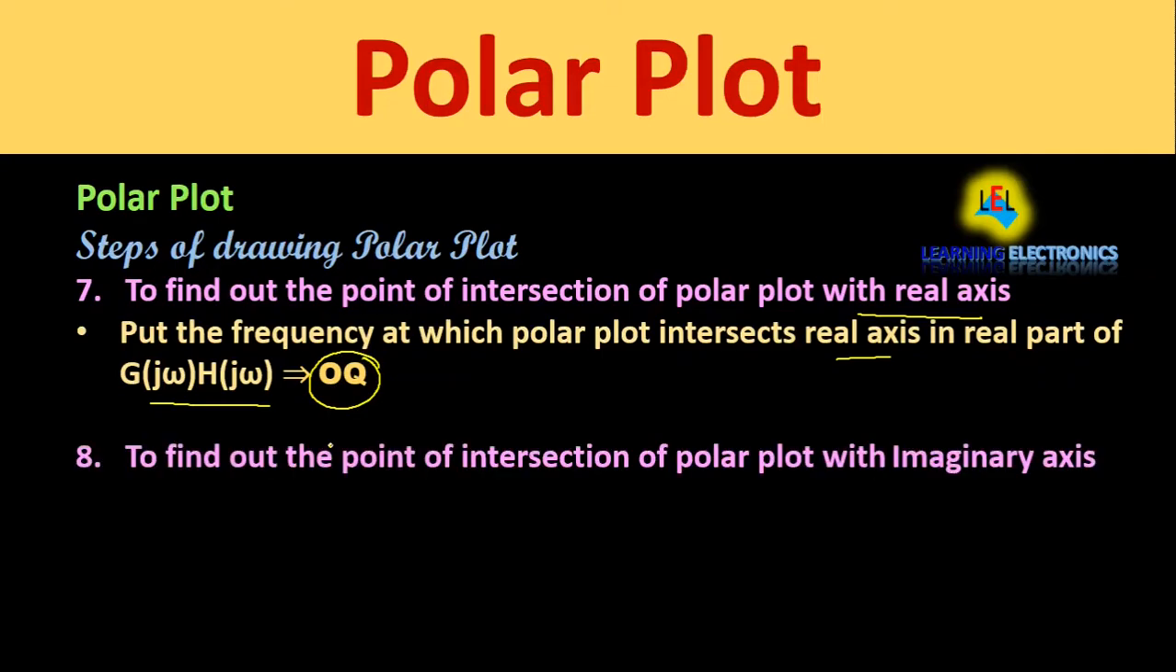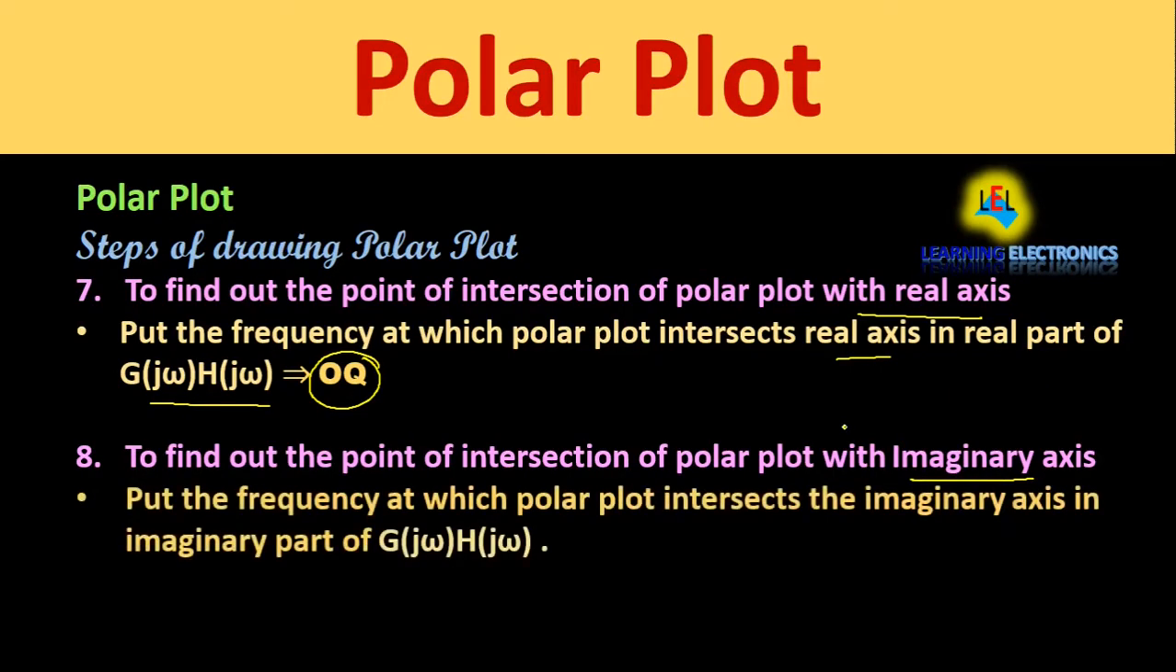And eighth step, if we want to find out the point of intersection of the polar plot with the imaginary axis, then we have to put the frequency at which the polar plot intersects the imaginary axis in the imaginary part of the G(jω)H(jω) equation.